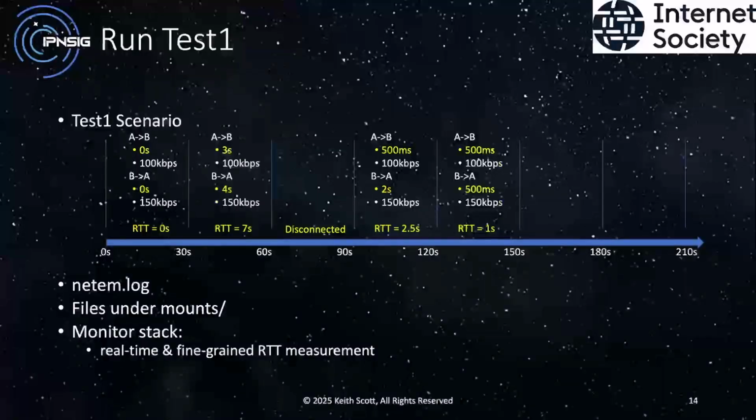And then finally, between 120 and 150 seconds, we drop down to a 1-second round trip time. So we'll run this, and then we'll look at the data that comes back via Grafana and the monitoring stack, and also look at some of the files that get generated by node A in response to the commands.